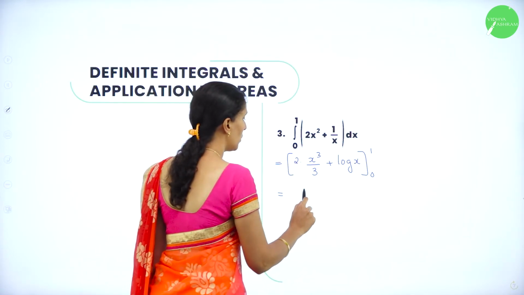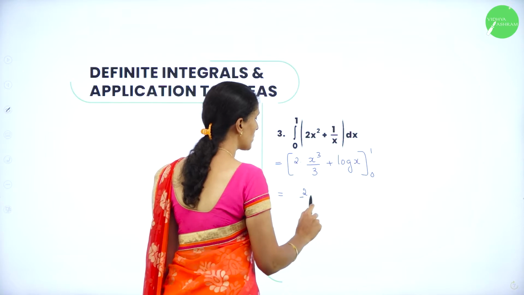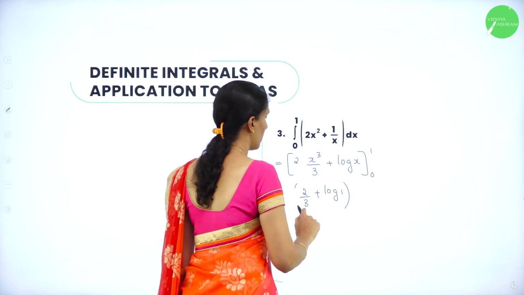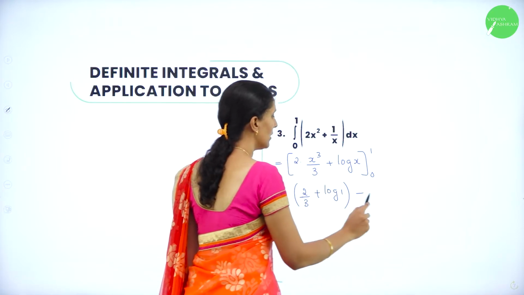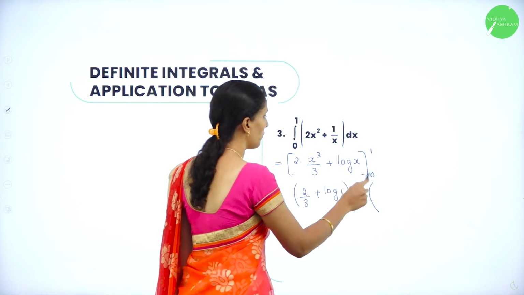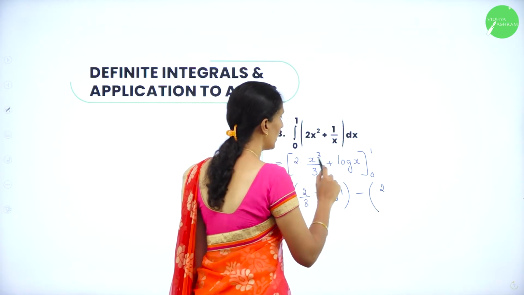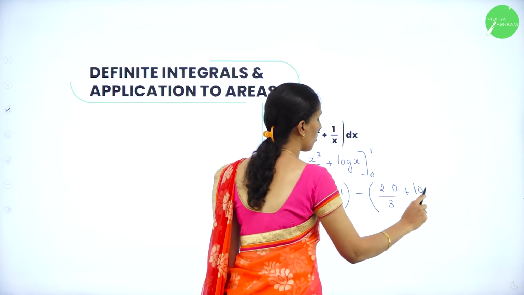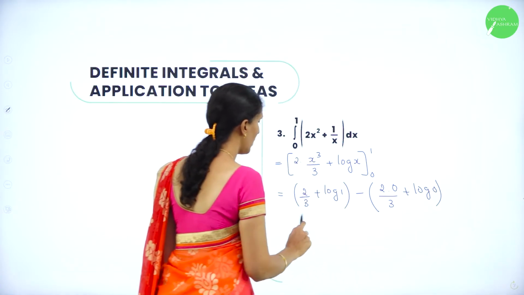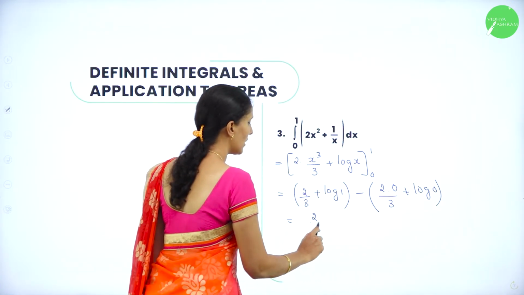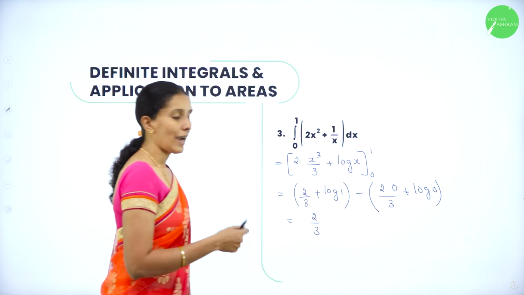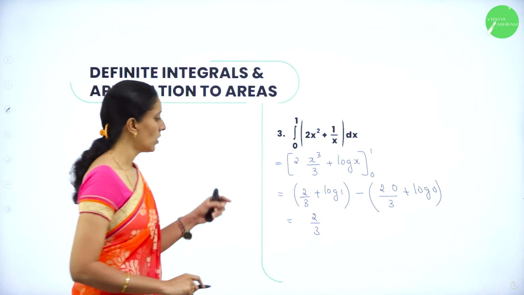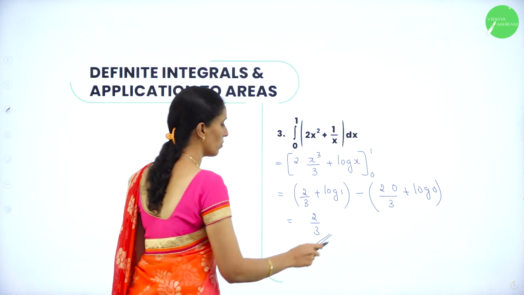What happens? 2 x cube is 1 means 2 by 3 plus log 1, minus again, here for f of a we have to substitute 0. It is 0 divided by 3 plus log 0. So therefore here it becomes 2 by 3. Log 1 is 0 and the second term completely becomes 0 because the limit itself is 0. So the value of the function is 2 by 3.